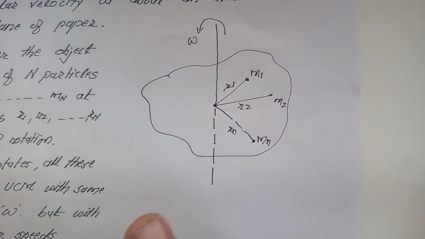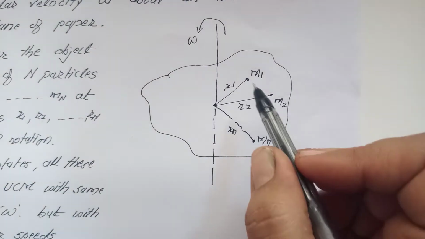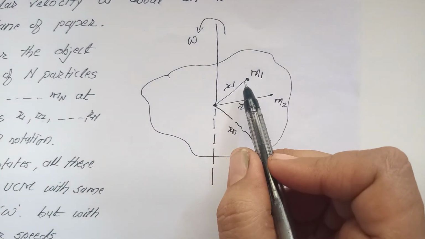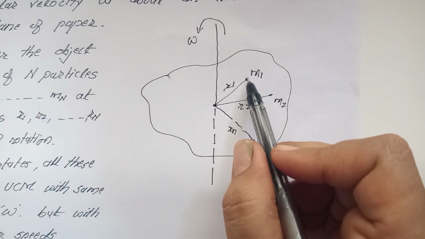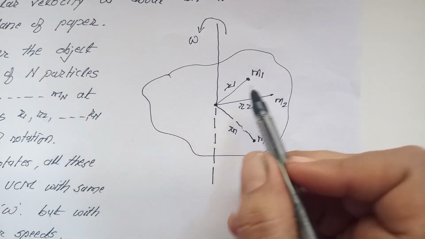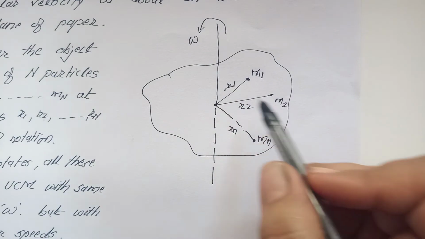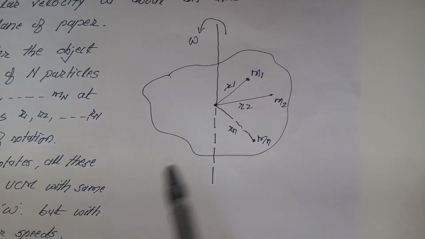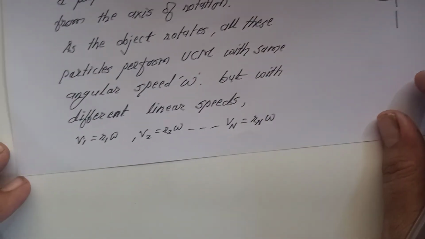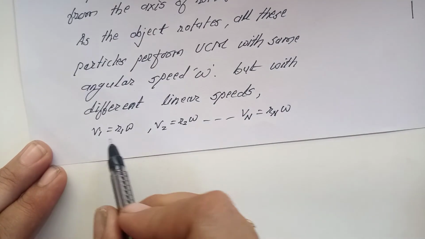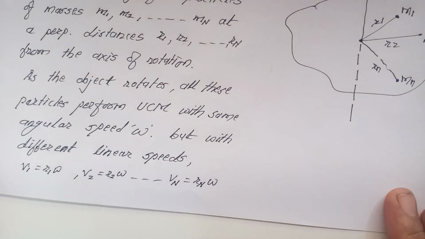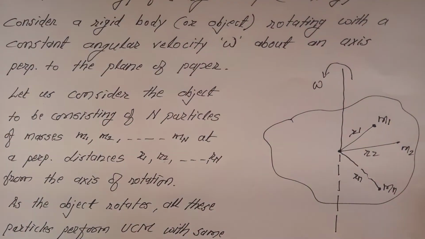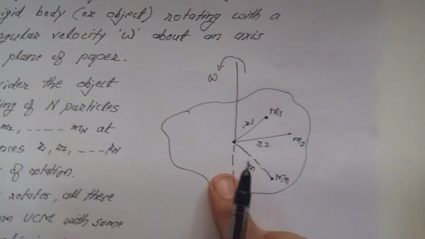When the body rotates, every particle will perform UCM with the same angular speed omega, but each particle has a different linear speed because their respective radii are different. v1 is equal to r1 omega, v2 is equal to r2 omega, vn is equal to rn omega. So how do we find the kinetic energy of this total rigid body?